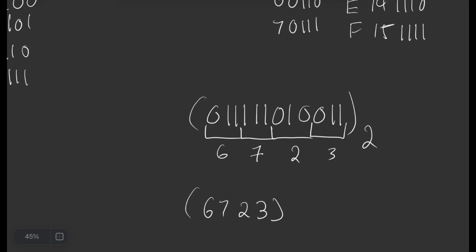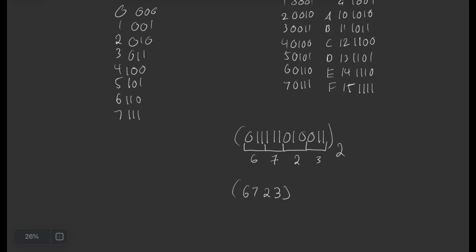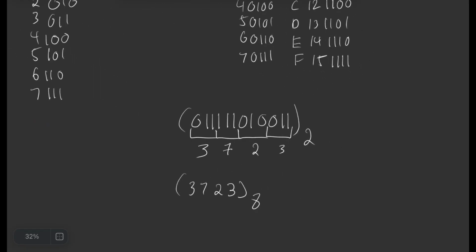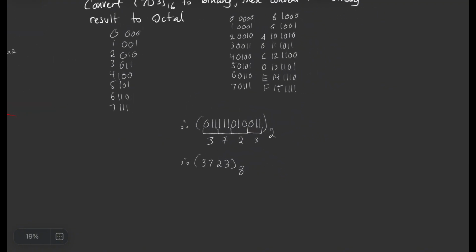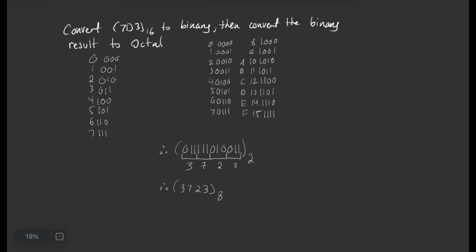Wait, this is not 6. This is 3. 6 is 110. Okay. 3723. This is our answer in binary. This is our answer in octal. And this is how we solve this question: convert 7D3 in hexadecimal to binary, then convert that binary result to octal.